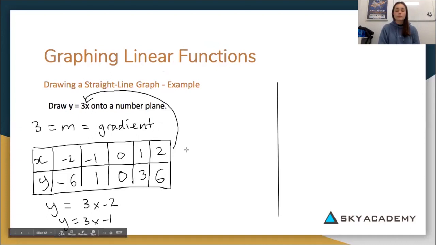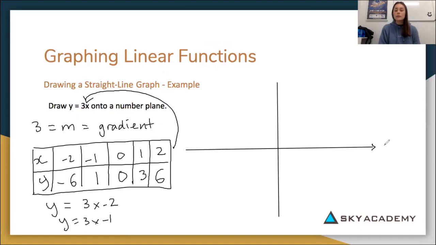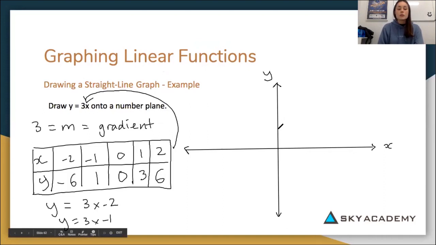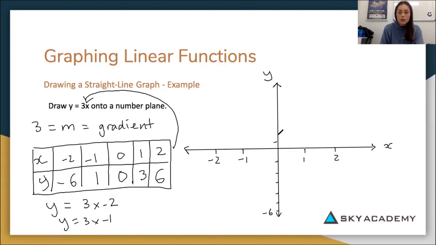Remember, our x goes on the horizontal axis because it is independent, and the y goes on the vertical axis because it is dependent. So now we can put on our points. So we have -2 here, -1, then we have 0, 1, and 2. And then on our y-axis, we have to go up to -6. So we're going to go 1, 2, 3, 4, 5, 6, -6. And we have to go all the way up to 6 as well. 1, 2, 3, 4, 5, 6.